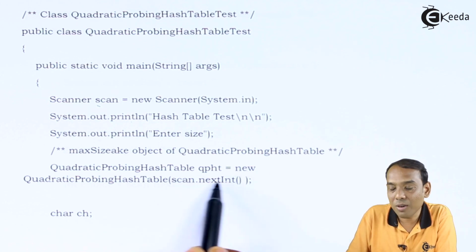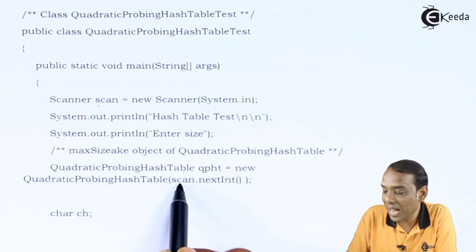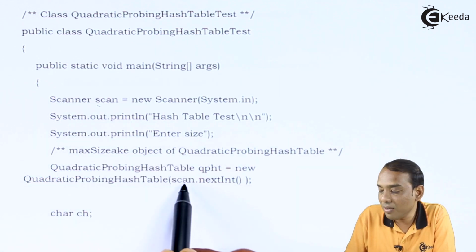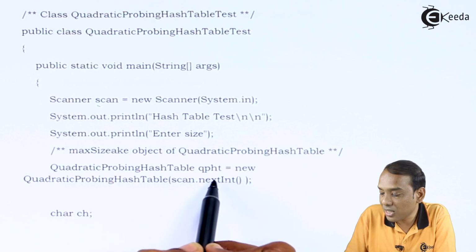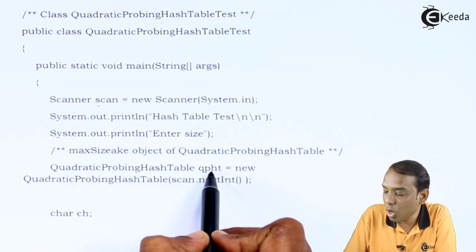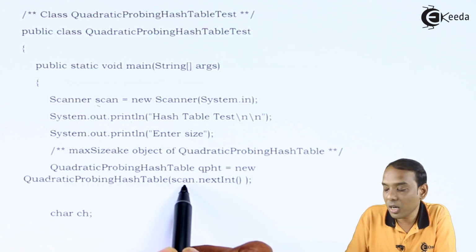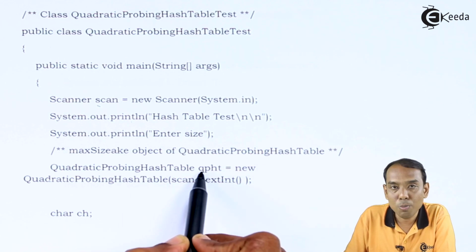Now this value is taken from the user. We write down scan.nextInt. Scan is the object of the Scanner class, so that we take the value from the user. Scan.nextInt, and this value is passed to the object of the class. We have QPHT, into which the value taken from the user is passed.